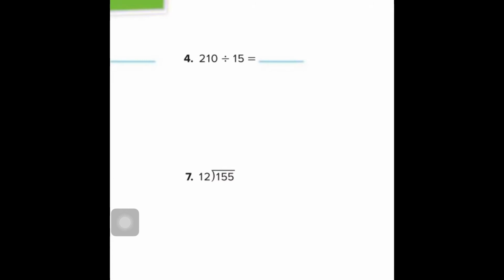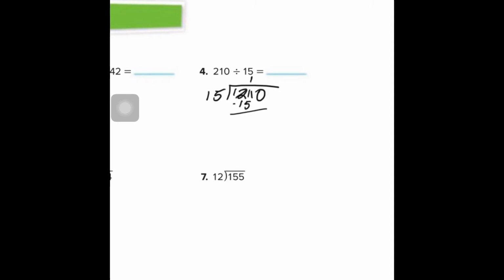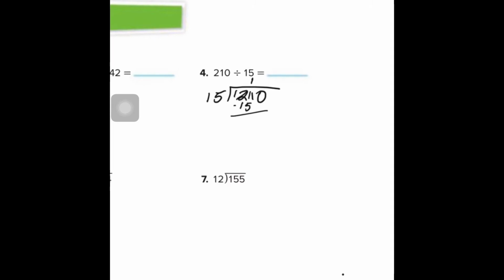Okay, 4. All right, so we have 15 into 210. 15 will not go into 2, but 15 will go into 21 at least one time. 1 times 15 is, well, 15. Then we have to change that and borrow some over here so that we can do 11 minus 5 is 6. 1 minus 1 is 0, but we have to bring down the 0 for the 6. There you go, 15 into 60.